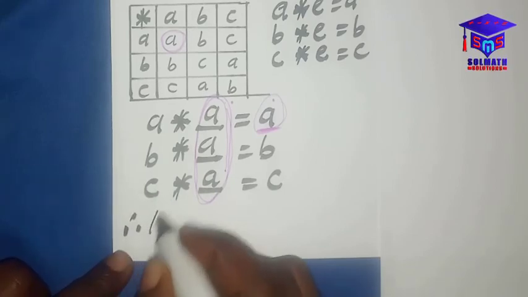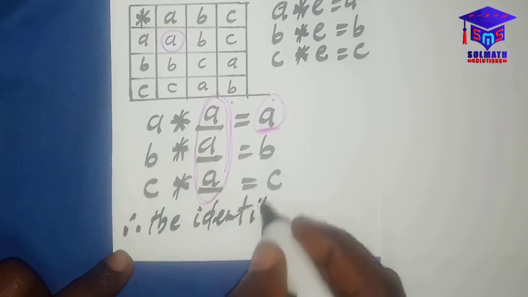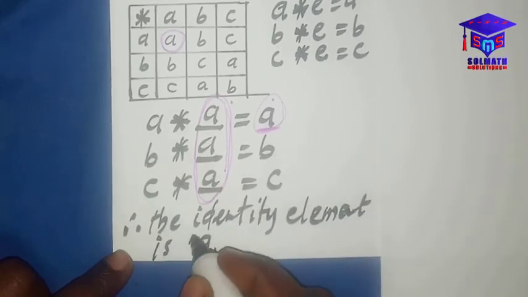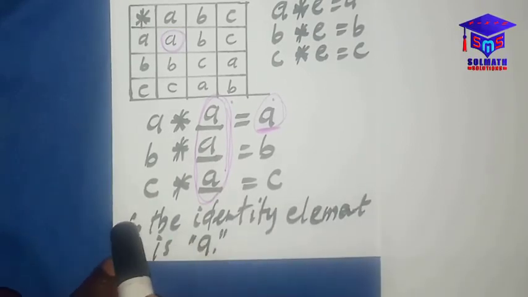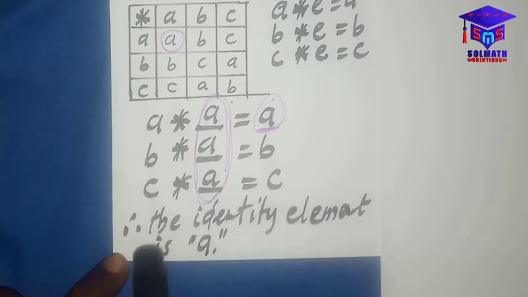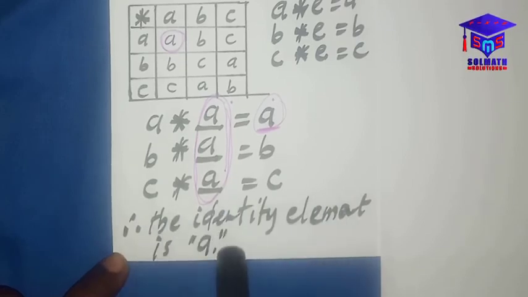Therefore the identity element is A. Good.